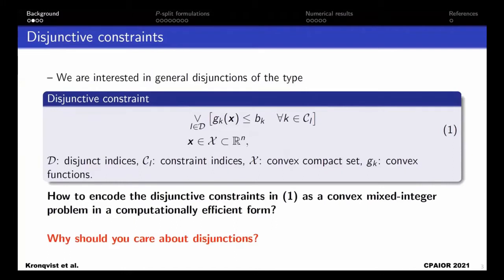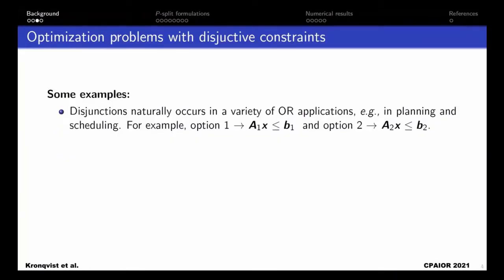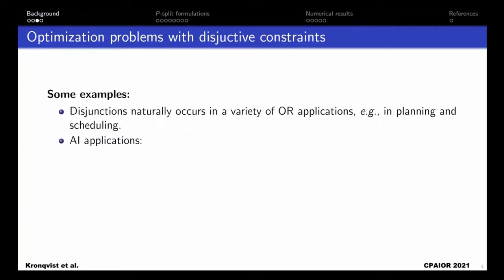And some of you may be wondering, why should you care about disjunctions? Therefore, I want to start by giving a brief motivation before we dive into the details. Let's look at a few examples of optimization problems with disjunctive constraints. So disjunctions naturally occur in a variety of OR applications, for example in planning and scheduling, where it is quite common that we need to choose between some options, and one option leads to some constraints, and another option leads to another set of constraints.